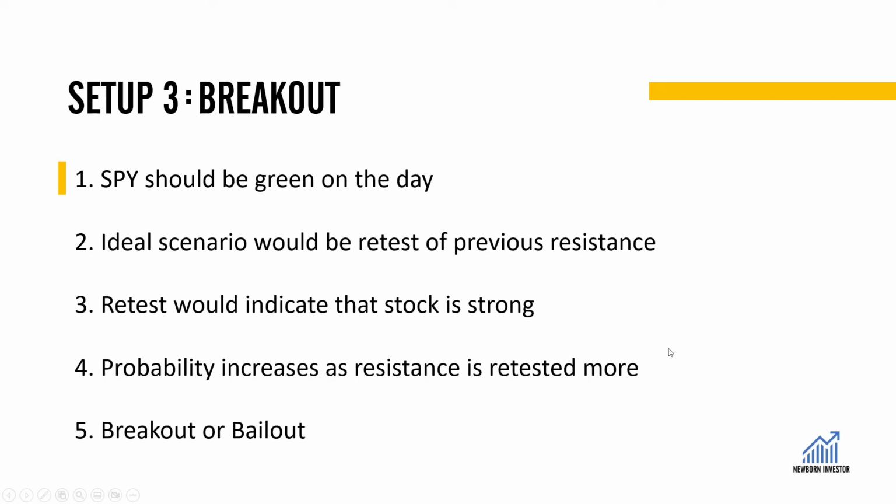So what are the conditions for these setups? SPY should be green on the day. Ideal scenario would be the retest of previous resistance. Retest would indicate that stock is strong. Probability of the setup increases as resistance is retested more. It is a breakout or bailout setup. What do I mean by that? If it doesn't break out, I just exit. Now let's see an actual example and then we'll come back to the slide.